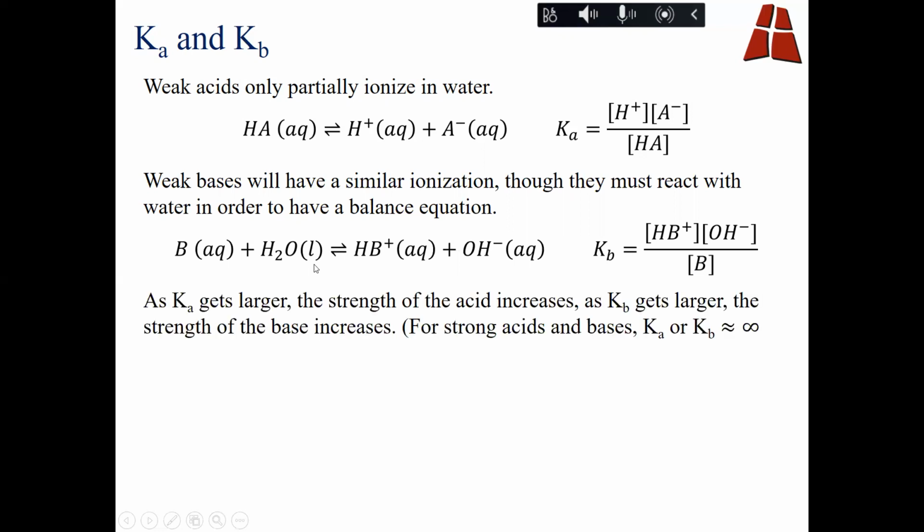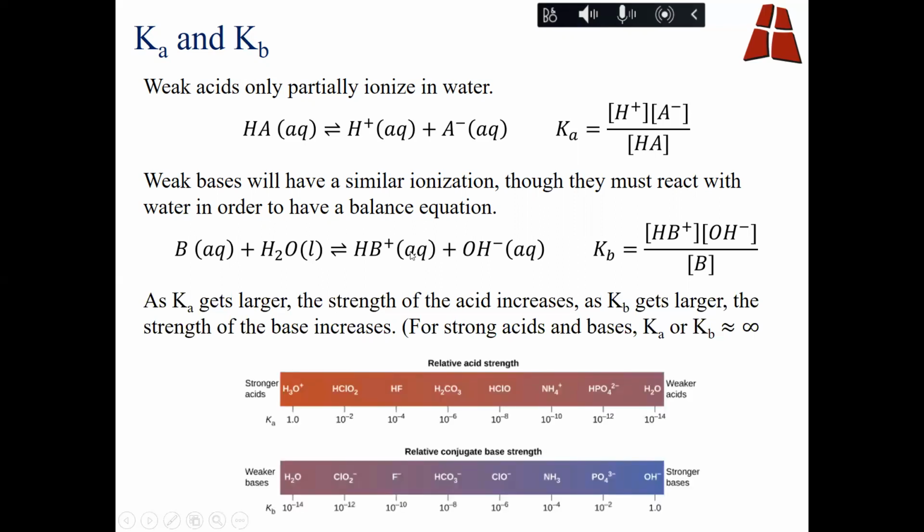And so as Ka or Kb gets larger, the strength of the acid or the base increases respectively. By the time we get around to something that is a strong acid, then Ka or Kb would be equal to approximately infinity, because at that point we have totally dissociated, and so we have entirely products, no reactants, meaning that we'd essentially be dividing by 0, which gets us to, again, basically infinity.